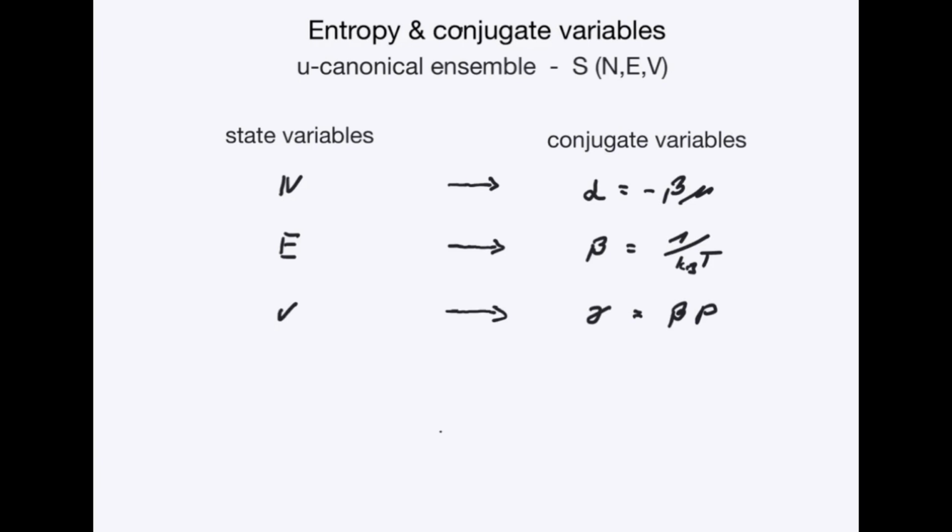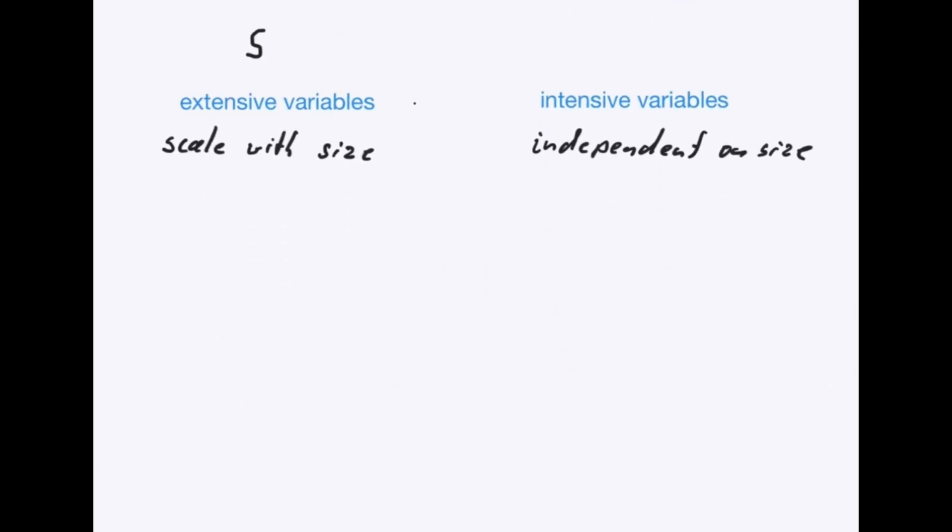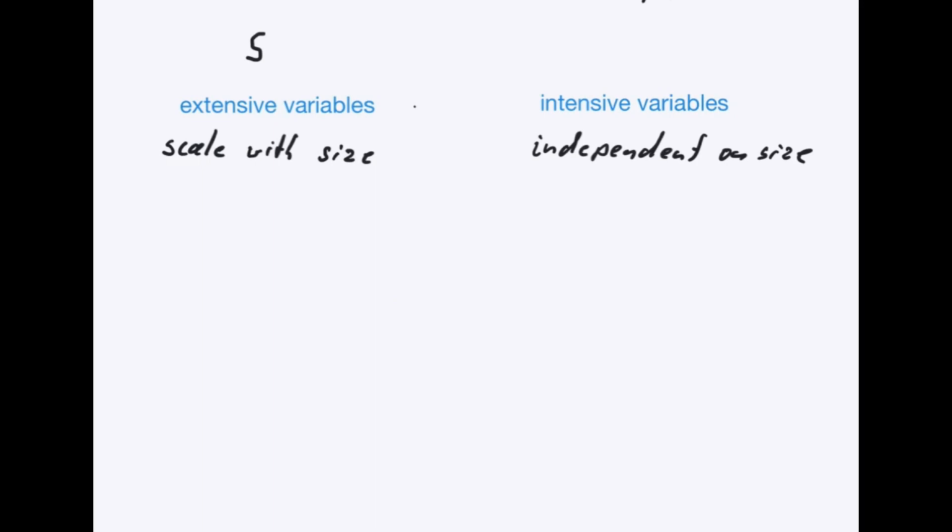Now the state variables on the left, N, E, V, and also S, are extensive variables. Extensive means they scale with size, whereas the conjugate variables of the microcanonical ensemble are intensive variables. They are independent of the size. Doesn't matter whether I have a very small sample or a very big sample, this temperature can be the same. What extensive means, we can work out a little bit more formally in terms of the entropy.